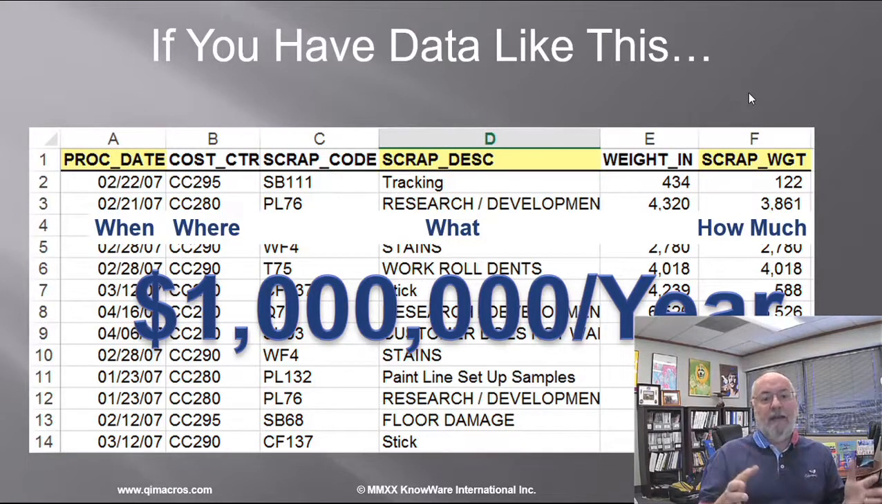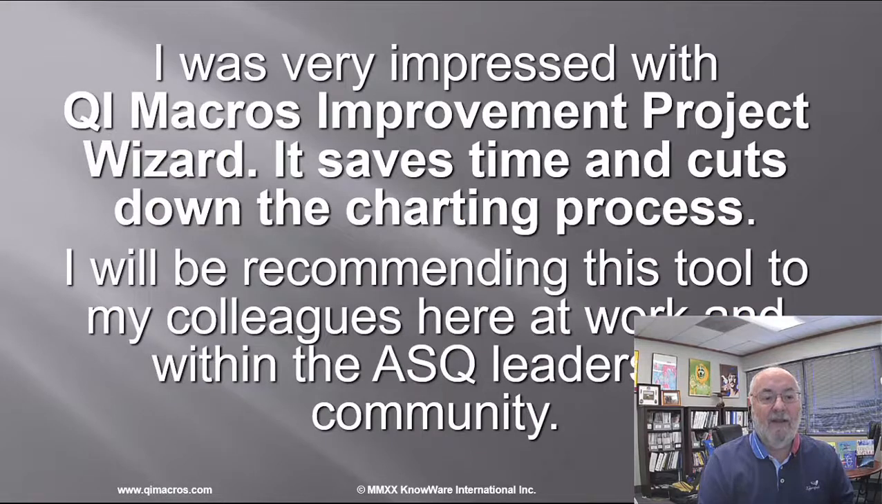If you have financial data about how much money is being returned to customers because we screwed up, right? Discounts and all that stuff. You can use that on money too. So this is kind of a one-size-fits-all kind of an idea. One person said, I'm very impressed with the Improvement Project Wizard. Saves time, cuts down charting, and I've recommended it to all my colleagues here at the American Society for Quality Leadership Community.